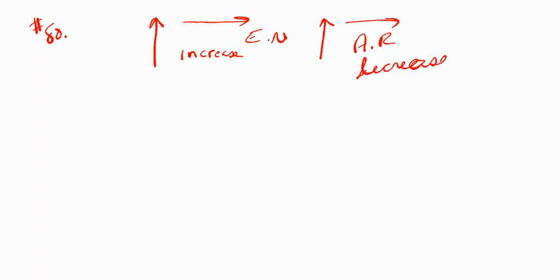In 80 I should end up with fluorine, which is up here. Fluorine's about there. It increases going up and it increases going that way, and that's kind of where fluorine is. So for number 80, the answer is D, fluorine.